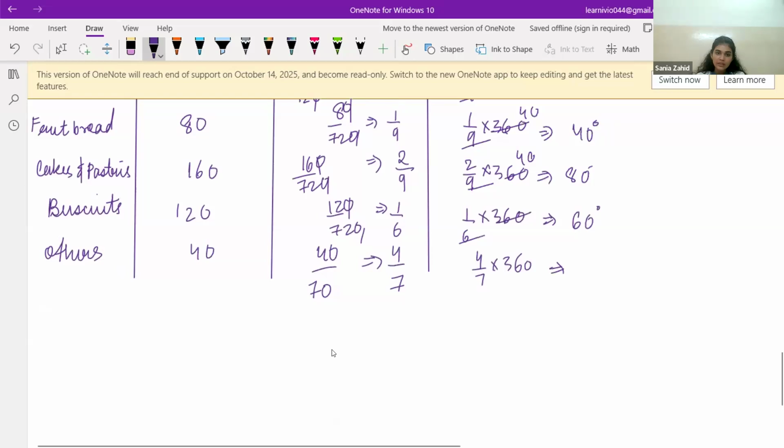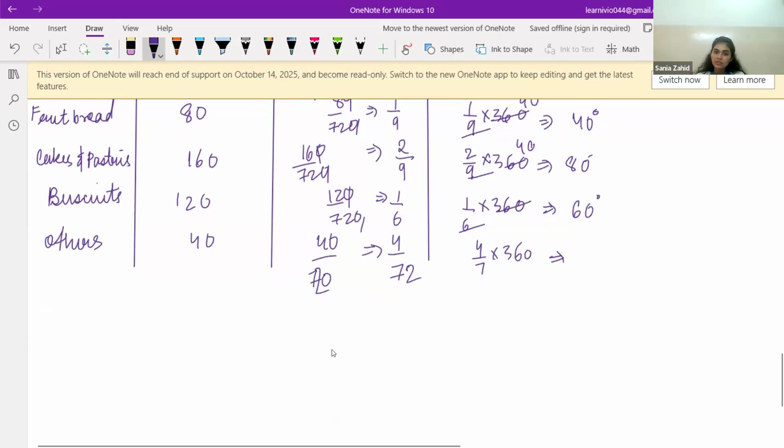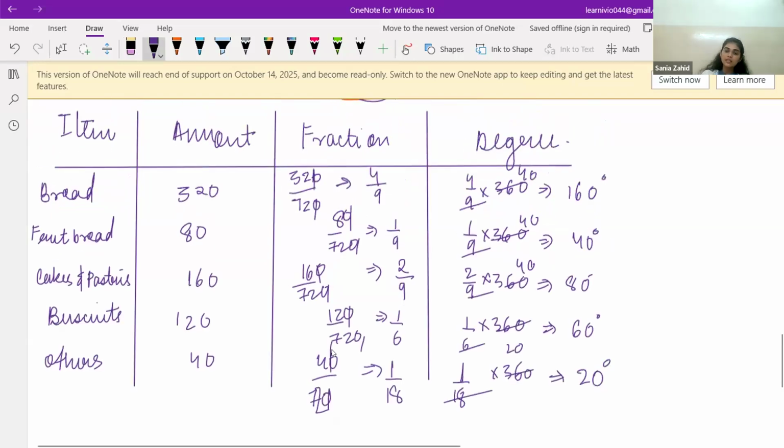Wait, this was 720. Mistakenly I have written this. 4 by 72. We can cancel this, right? 0 and 0 cancel. 1 by 18. So 18 into 20 times. So 20. So then this is your chart. This is the table that you must be getting.